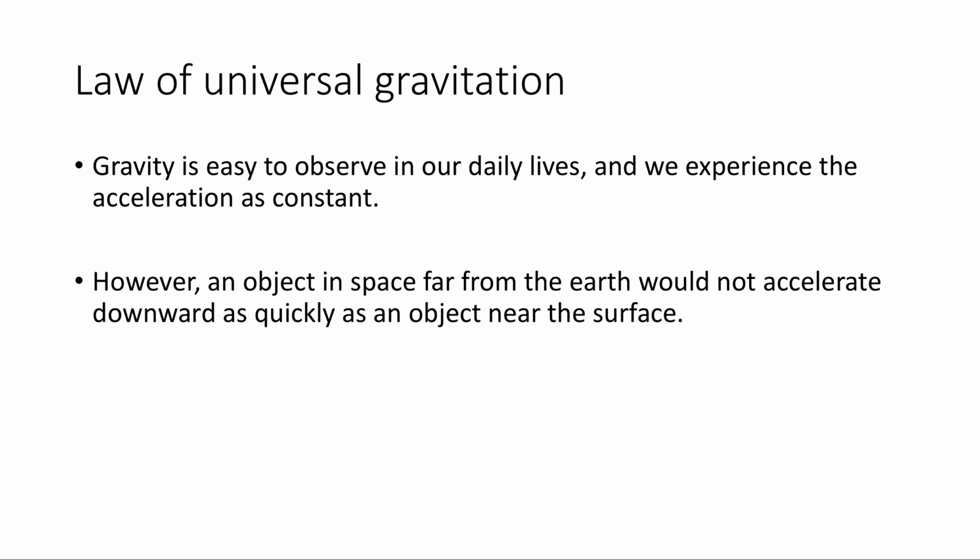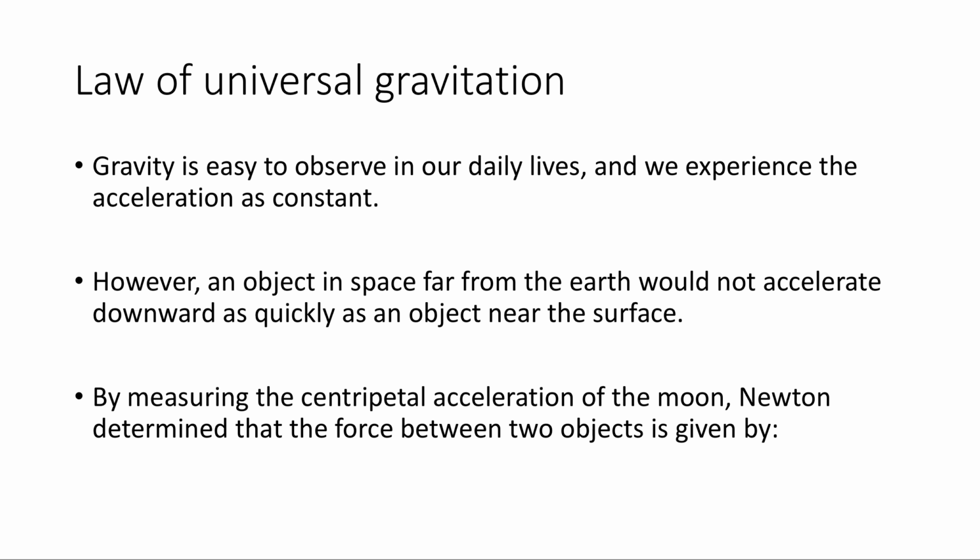However, this cannot be true everywhere, because an object in space very far from the Earth would not accelerate down to the Earth as quickly as an object near the surface. Newton noticed this in the late 1600s and compared the acceleration of a dropped object near the Earth with the centripetal acceleration of the Moon, and noticed that the centripetal acceleration of the Moon was significantly lower than the acceleration of an object near the surface.